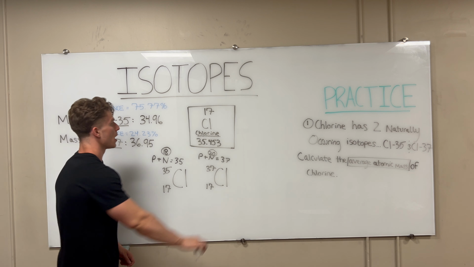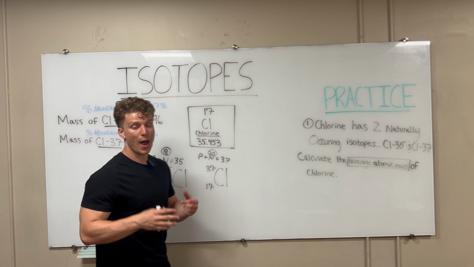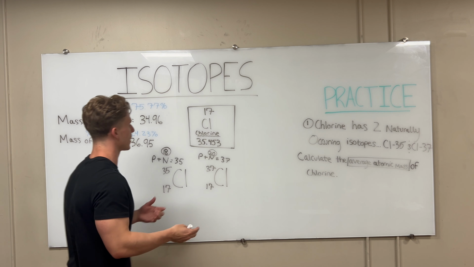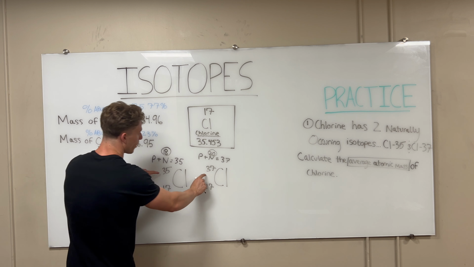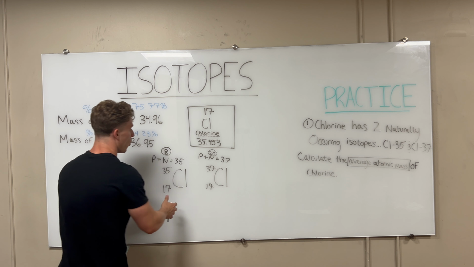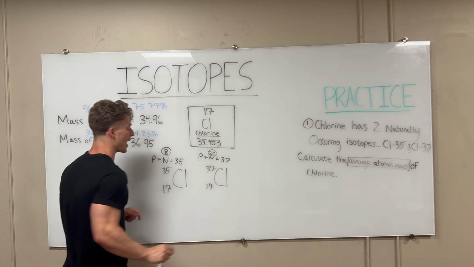So just as a review, we have chlorine. There are these two isotopes or versions of chlorine that differ only in their number of neutrons, and we're going to see that when we see the mass numbers change.